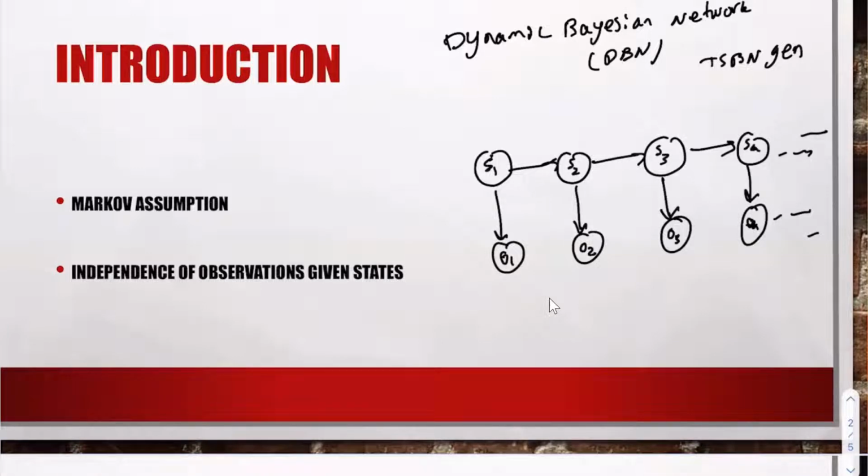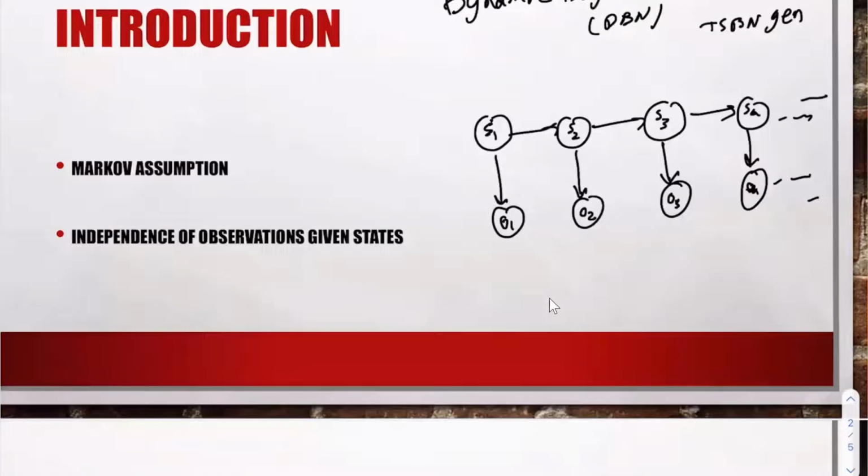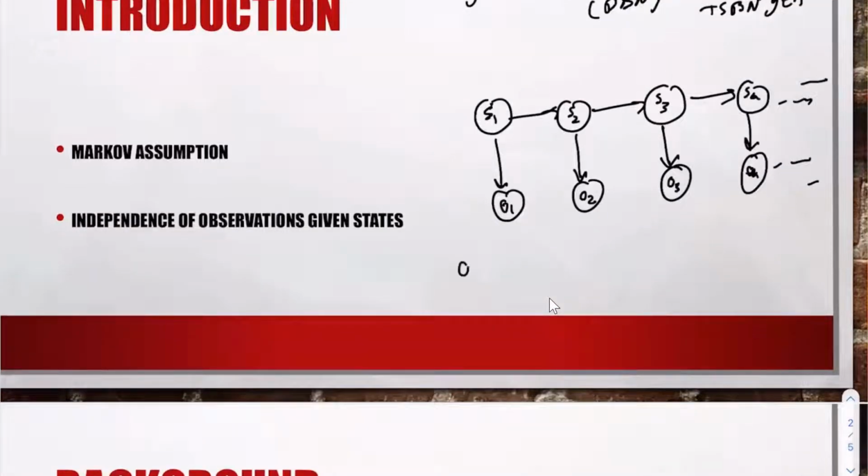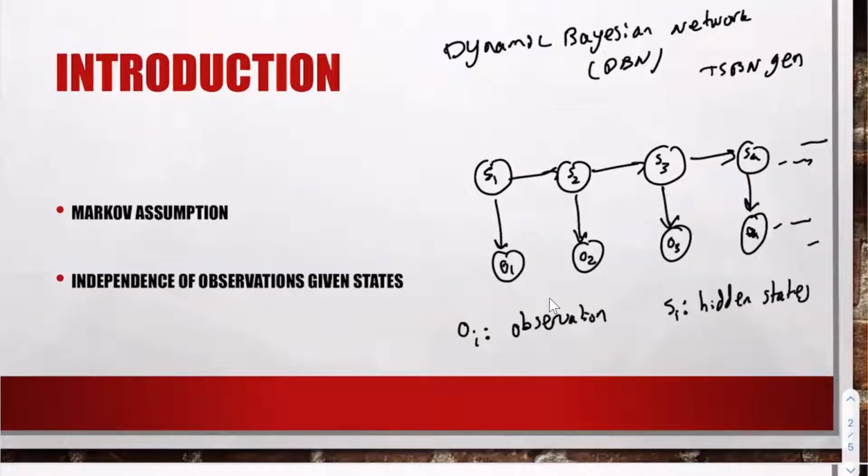Now, these Os, the Oi's, are called observations, and these are what we observe, what is given to us. The Si's are the hidden states. These are what we are trying to infer. So this is the structure of the hidden Markov model.